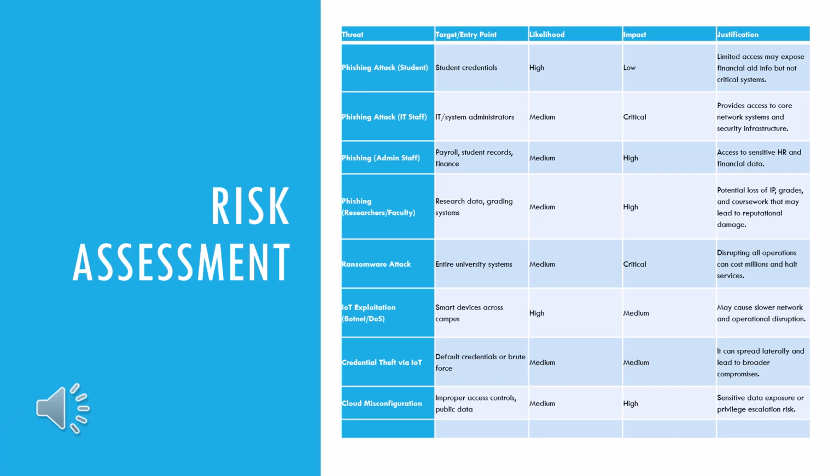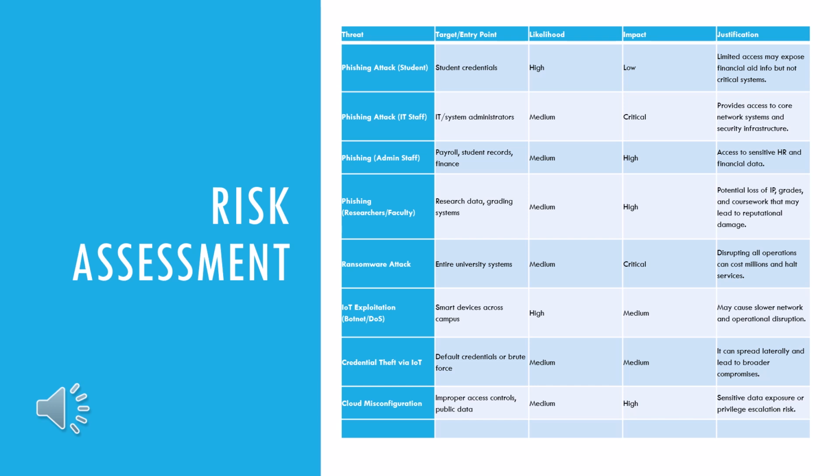The risk assessment was conducted to identify the most common cyber threats facing the university. Each threat was carefully analyzed, including its potential targets and entry points. By assessing the likelihood of occurrence and the potential impact on critical university systems, threats were ranked in order of importance to prioritize mitigation efforts.